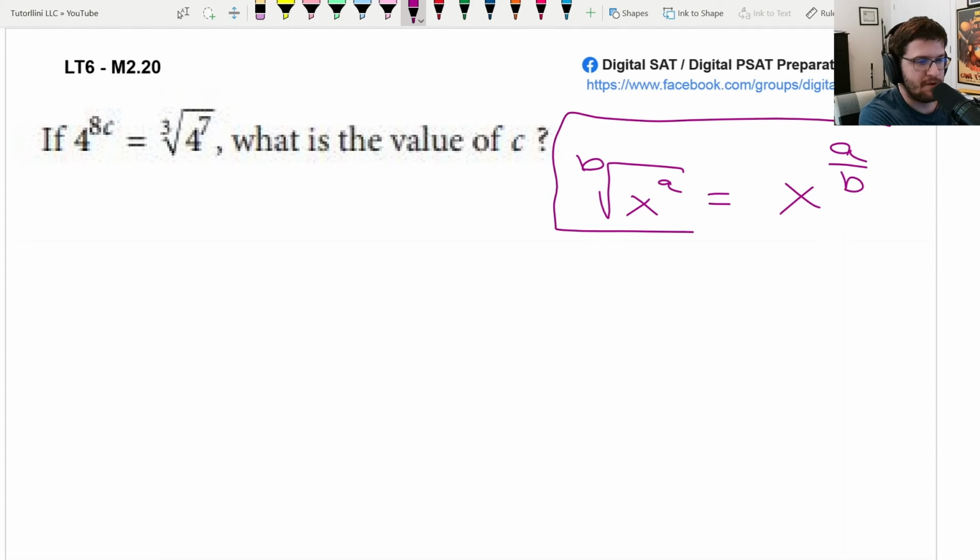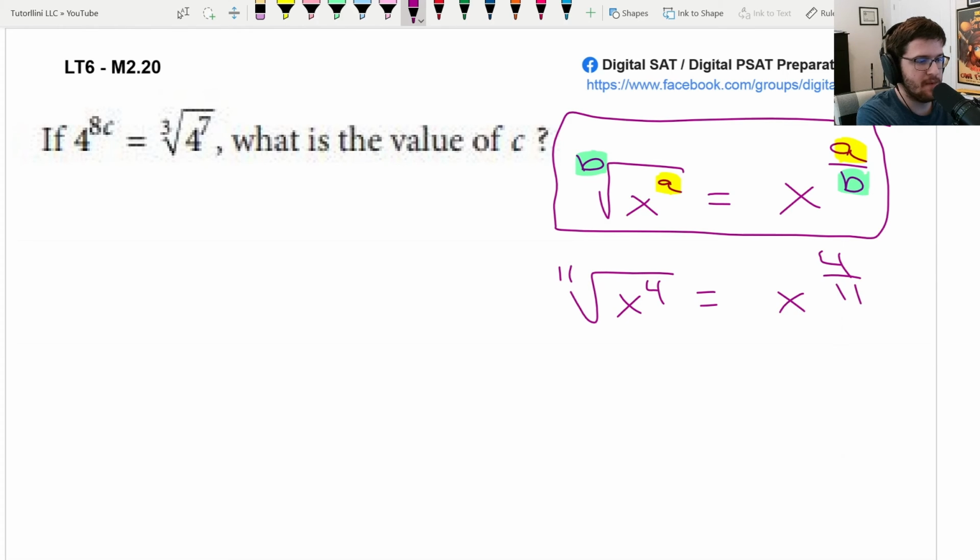The bth root of x to the a is x to the a over b. So you see the power goes on top, root goes on the bottom. Just like a tree. Trees have roots, they go on the bottom. Okay. So for example, the 11th root of x to the 4th would be x to the 4 over 11.